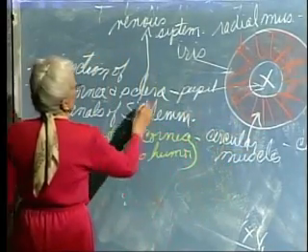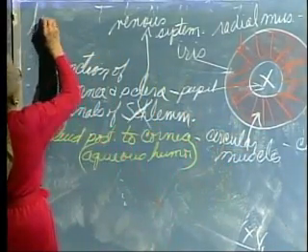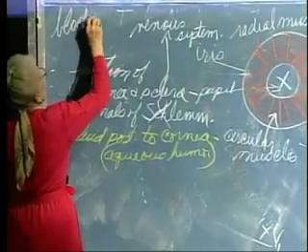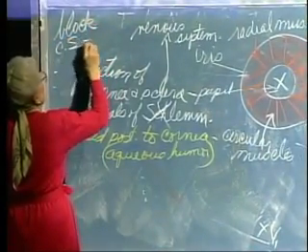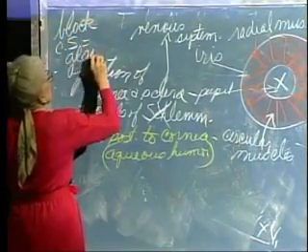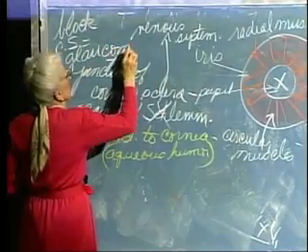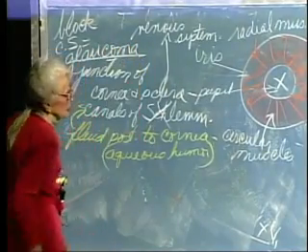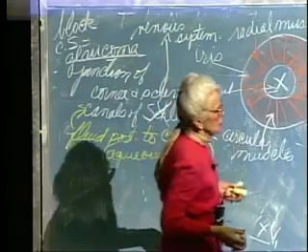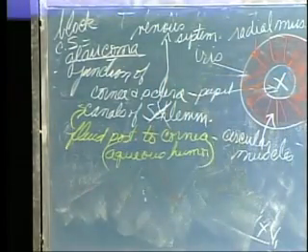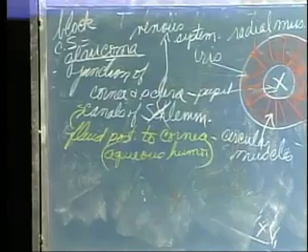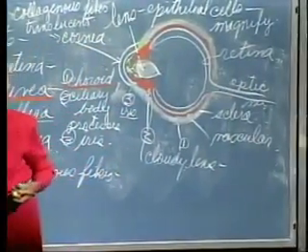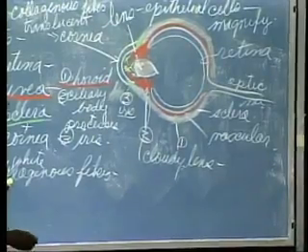So if we block canals of Schlemm, you get glaucoma. So go in with a laser, open them up, and get some drainage, get rid of it. What do we do when you get a cloudy lens? What do we call a cloudy lens? Cataract.